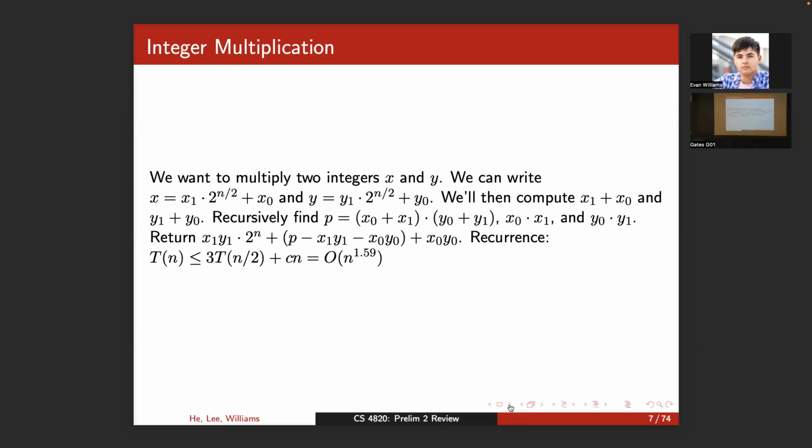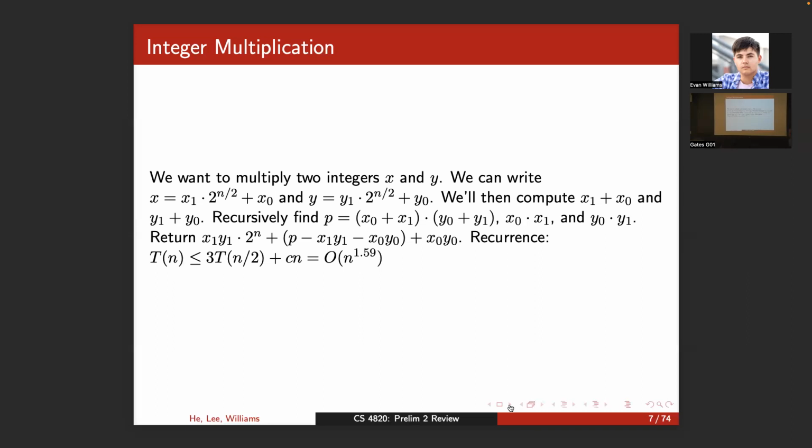cut that down actually to be O of n to the 1.59 time, which doesn't seem significant, but it definitely is. And the way we can do that is we can take out that middle chunk by changing that middle part of that equation. So you see up here, we can represent x and y by x1 is going to be the left half of the integer, and then x0 is going to be the right half. And we can multiply that by 2 to the n over 2 power and get the same exact number. And so what we do then is we're going to be multiplying those two representations of x and y together.